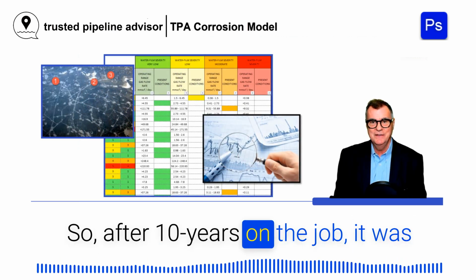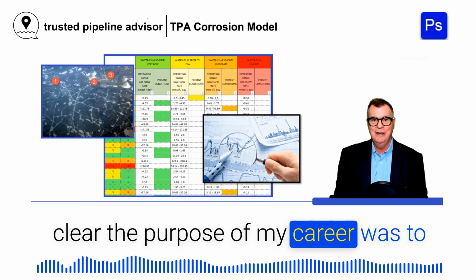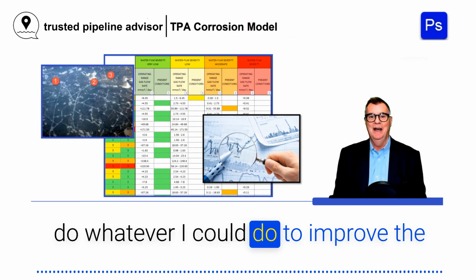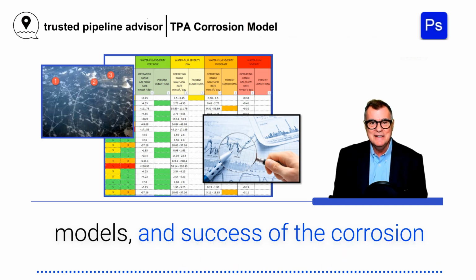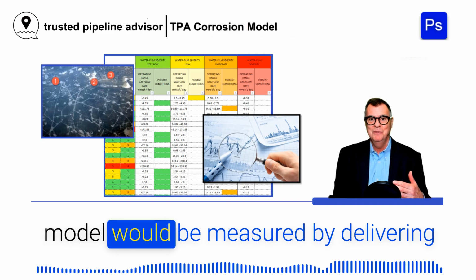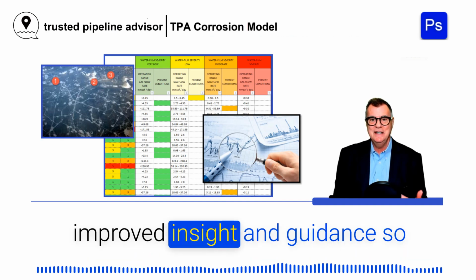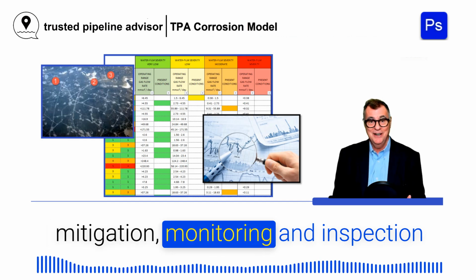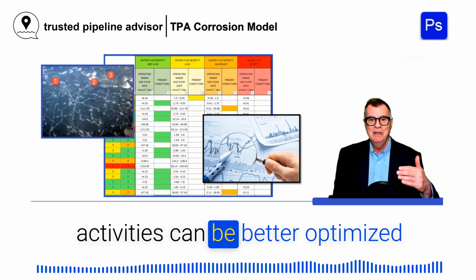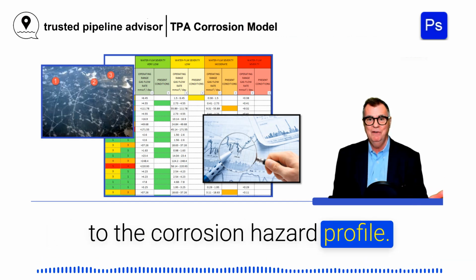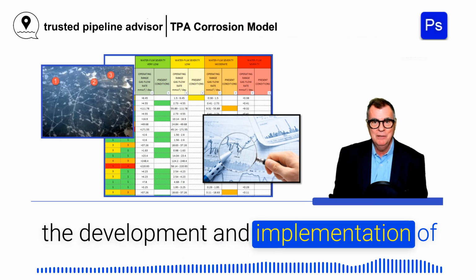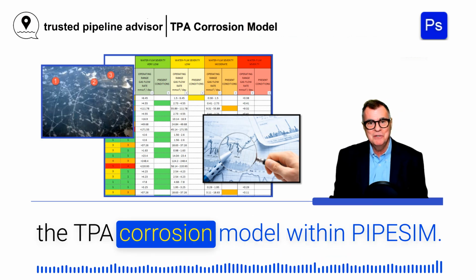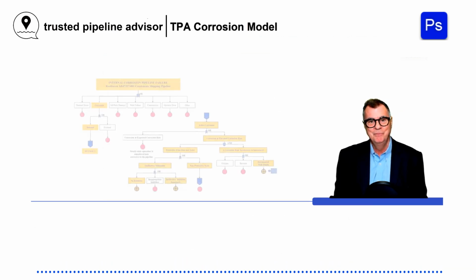So after 10 years on the job, it was clear the purpose of my career was to do whatever I could do to improve the industry corrosion hazard assessment models. And success of the corrosion model would be measured by delivering improved insight and guidance, so mitigation, monitoring, and inspection activities can be better optimized to the corrosion hazard profile. That is exactly what we have achieved by the development and implementation of the TPA Corrosion Model within PIPESIM.